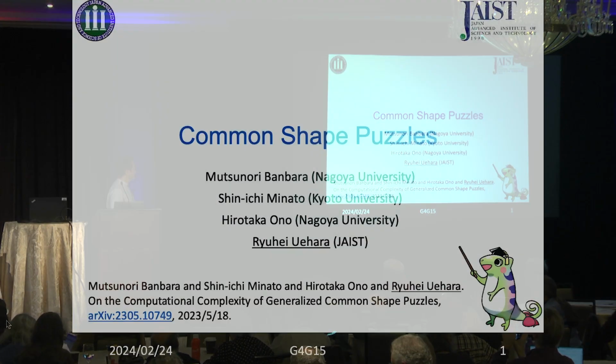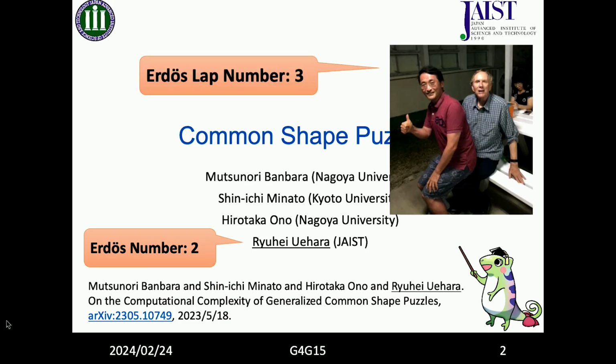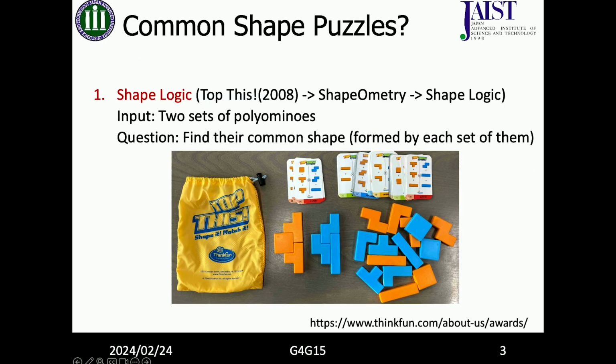This is joint work with these Japanese colleagues. I'm Ryuhei Uehara from Japan, a mathematician of LDH number 2. And I also have LDH lab number 3, supported by long RAM. So if you need my lab, please use that.